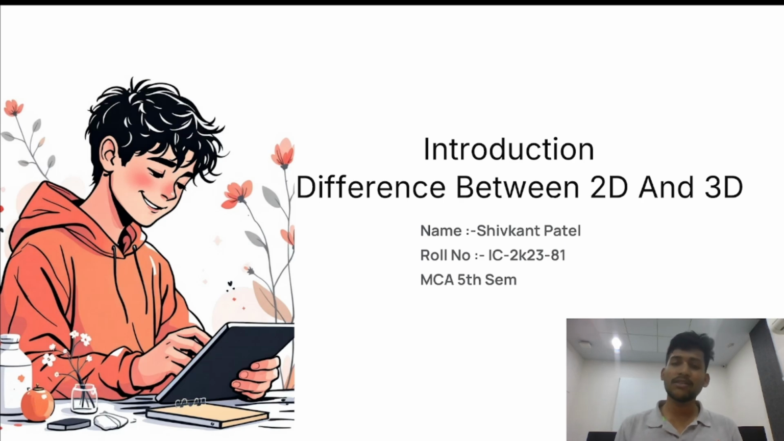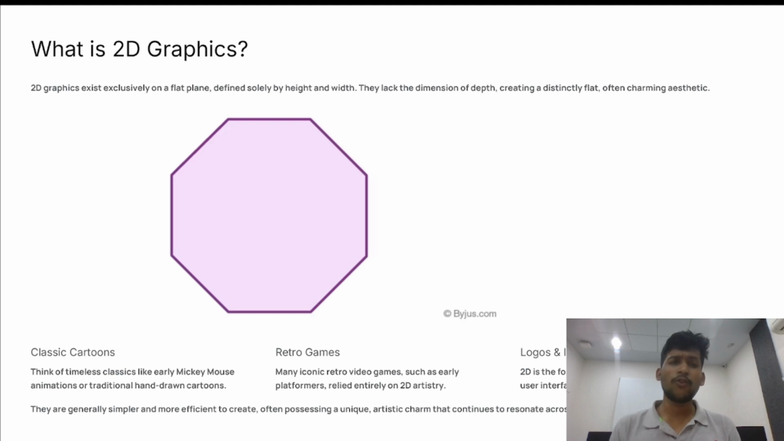Today, our topic is the difference between 2D and 3D. So let's talk about it. So, what is 2D graphic? 2D graphics exist exclusively on a flat plane, defined solely by height and width. They lack the dimension of depth, creating a distinctly flat, often charming aesthetic.